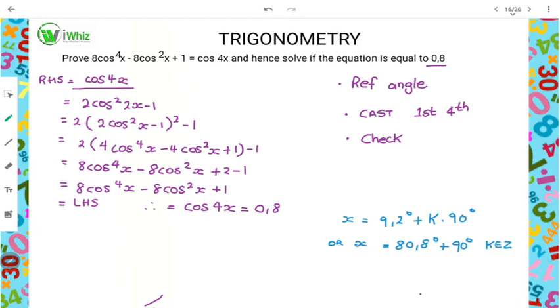So we should never ever forget that k is an element of z, and that needs to be written at the end of every answer. Remember that in your iWiz book and on your iWiz website, you will find more information on the general solutions and how we work with them.